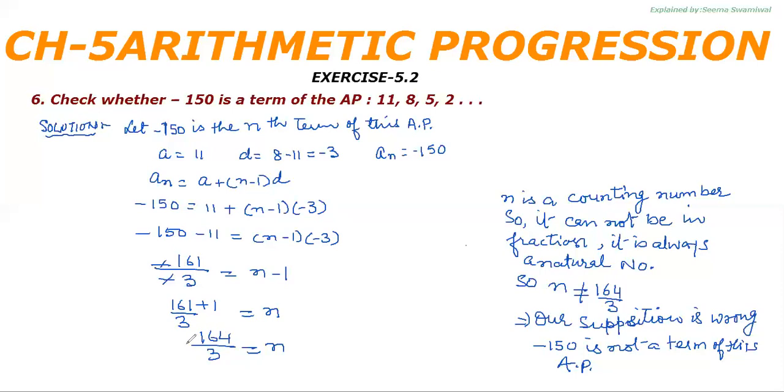So n is 164 by 3. They are not divisible at all, so that means you cannot simplify it further.